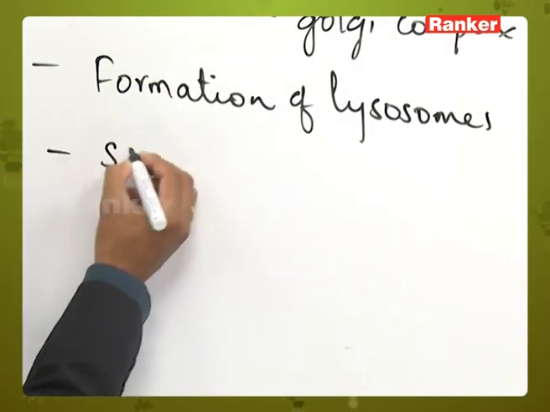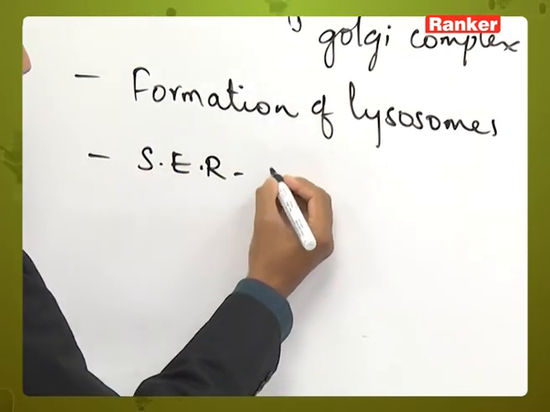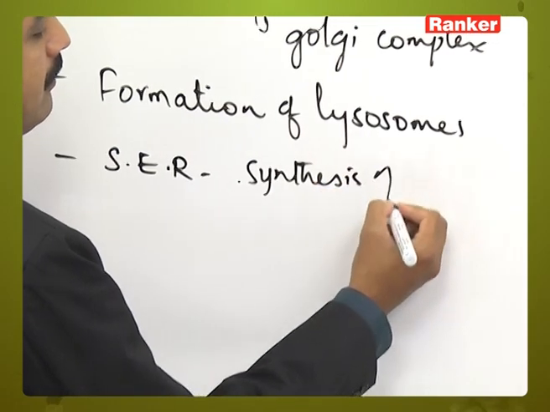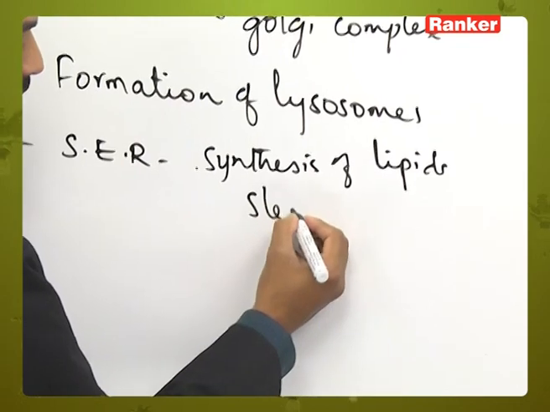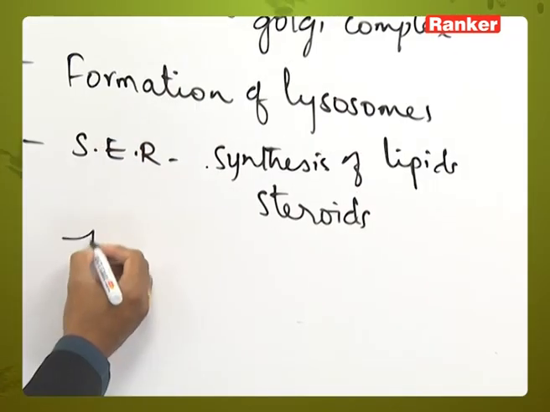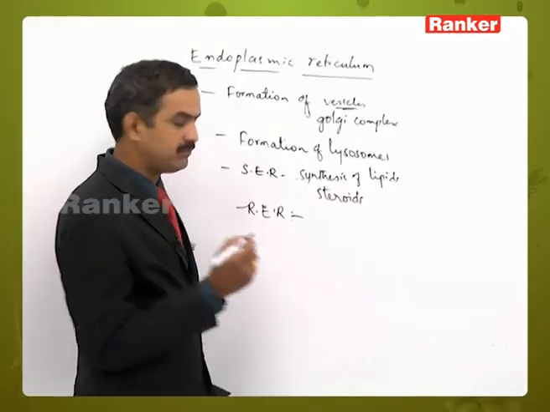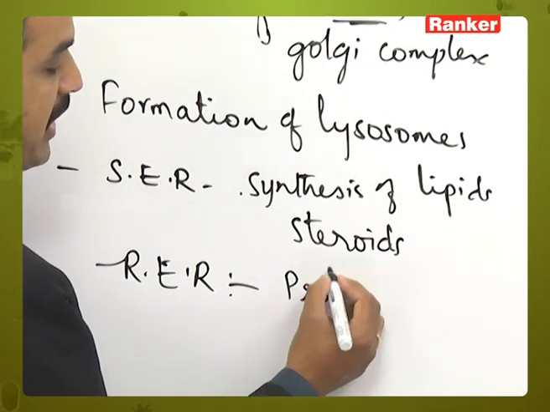Then the smooth endoplasmic reticulum is concerned with the synthesis of lipids, and particularly in animal cells it is concerned with the synthesis of steroids. Then the rough endoplasmic reticulum, as it is studded with ribosomes, is concerned with protein synthesis.